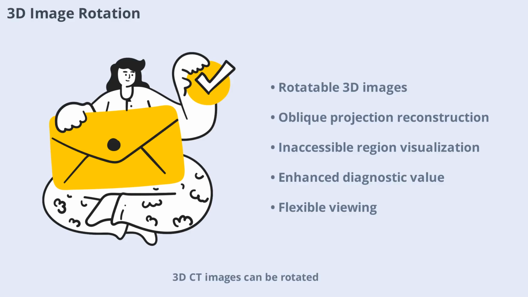3D CT images can be rotated to view anatomical structures from different angles. This feature allows clinicians to reconstruct surfaces from oblique projections, revealing regions inaccessible to other radiographic procedures. Rotation enhances the diagnostic value of 3D imaging.